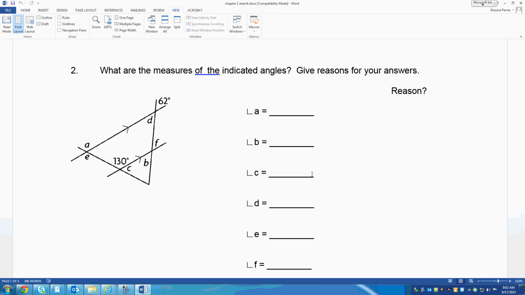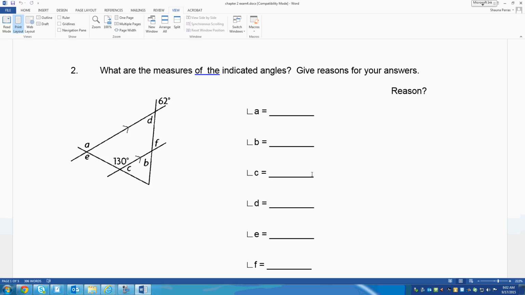That's kind of, you're not proving anything if you're saying this one's equal to 62 because it's vertically opposite to this one, and this one's equal to 62 because it's vertically opposite. It's like a circular argument, right? You have to have a statement in which that 62 comes from somewhere.